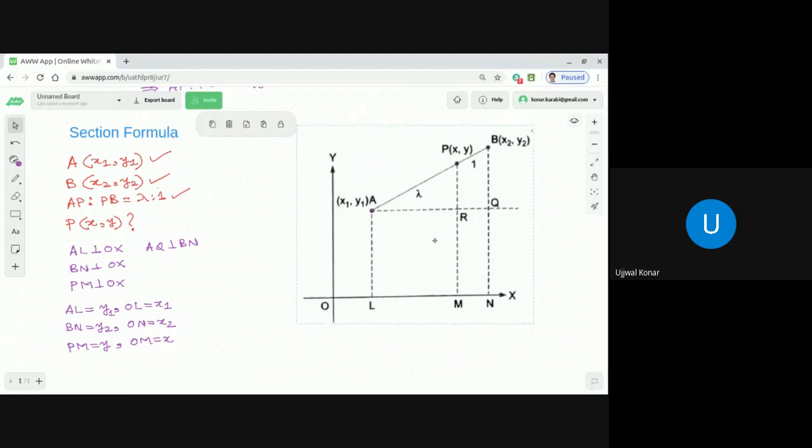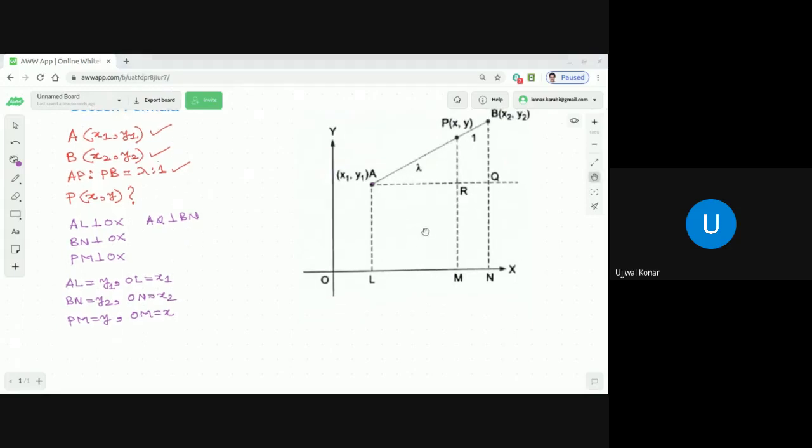And by the way, we are going to find the value of x and y. How we are going to find the value of x and y, that is actually the point of discussion. Now, dear students, if you look at it from the fundamental concept of geometry, the value of AR is nothing but the value of LM, and LM is nothing but OM minus OL, that is x minus x1. Correct? So from this diagram, let me write it here in a different color.